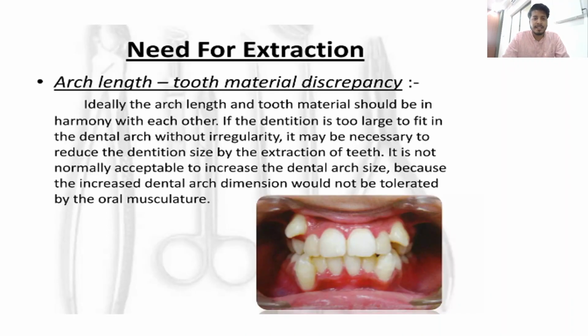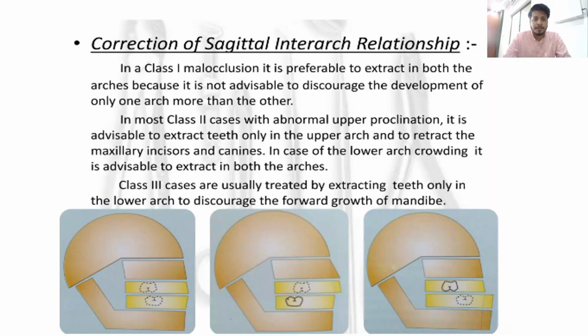So what is the need for extraction? If a patient has any arch length tooth material discrepancy, we need to extract a certain tooth for the coordination of the arches and the tooth material. Ideally the arch length and tooth material should be in harmony with each other. If the dentition is too large to fit in the dental arch without irregularity, it may be necessary to reduce the dentition size. One of the most common methods is the extraction of the tooth.